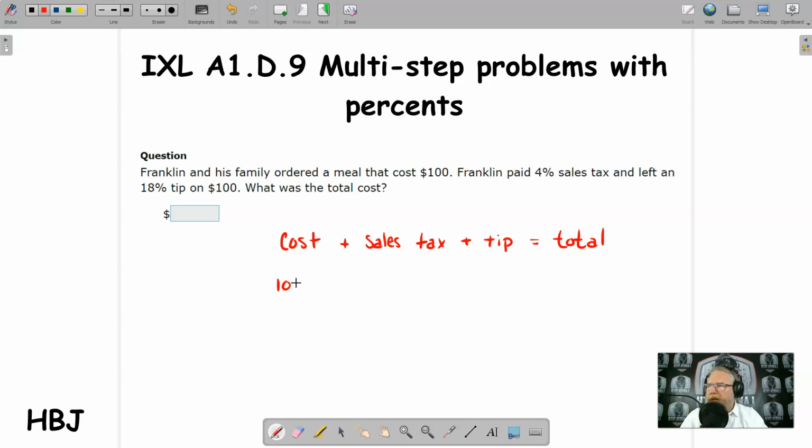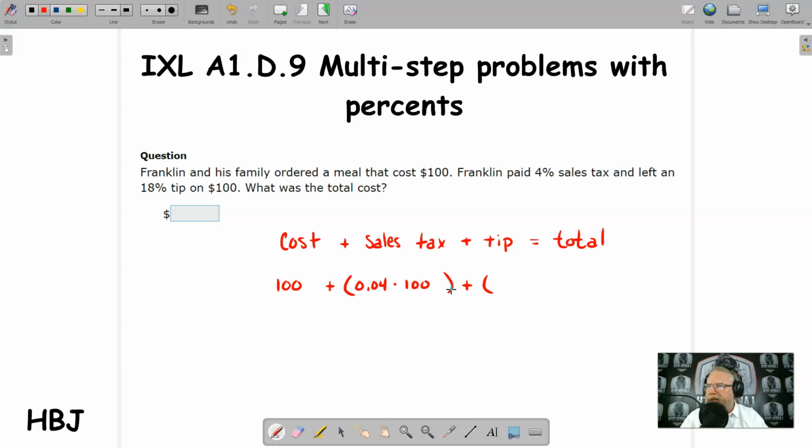So what is the cost? Well, the cost is $100 plus the sales tax. We're going to figure the sales tax by multiplying what? It's 4% of 100. So 4% as a decimal is going to be 0.04. We're going to have to multiply that times 100. And then we're going to add to that the tip. And the tip in this case is 18% of 100.